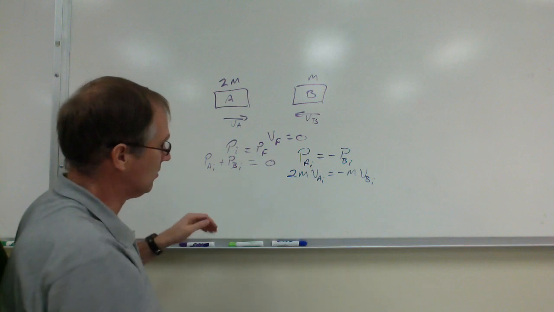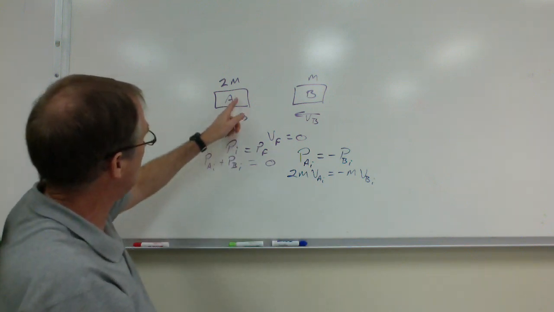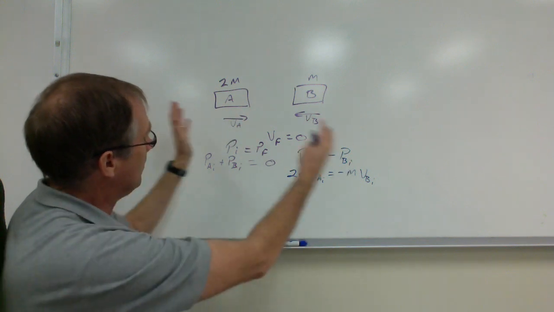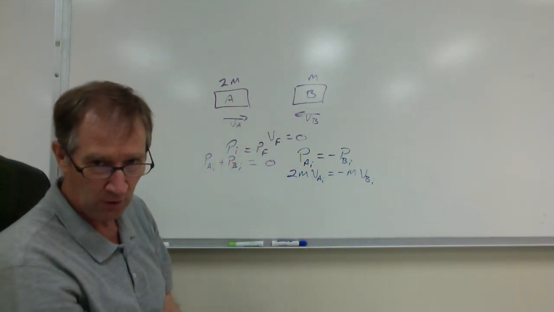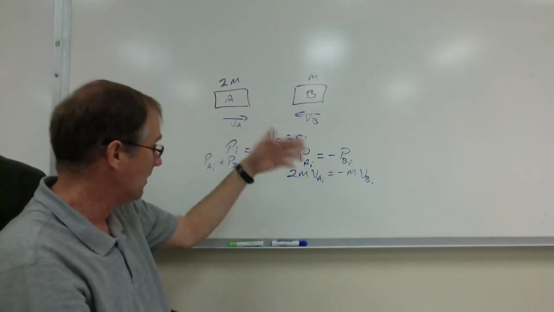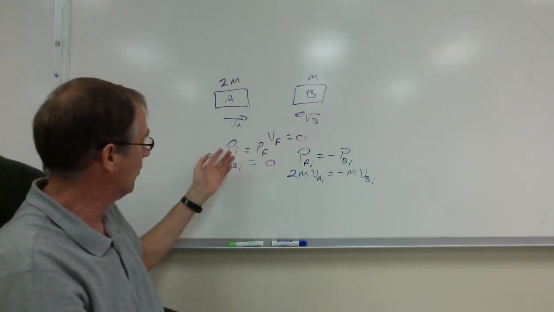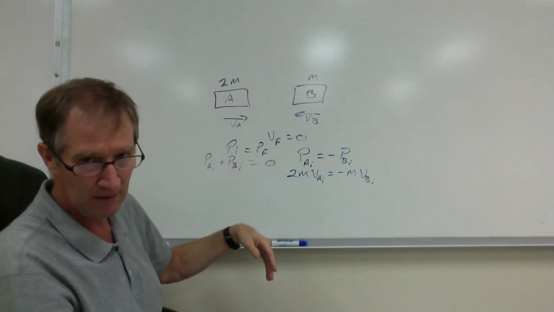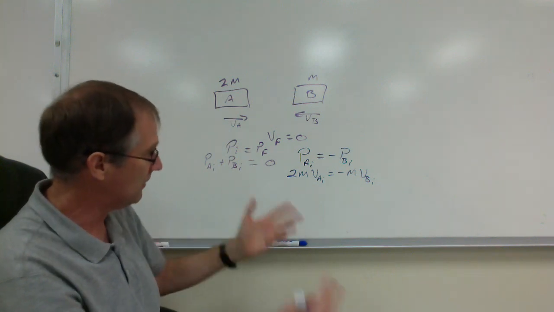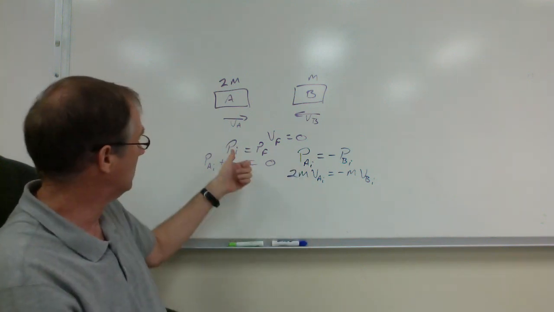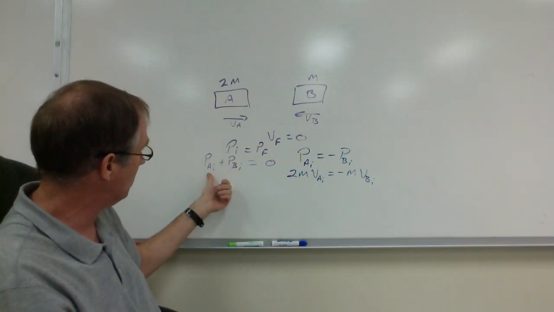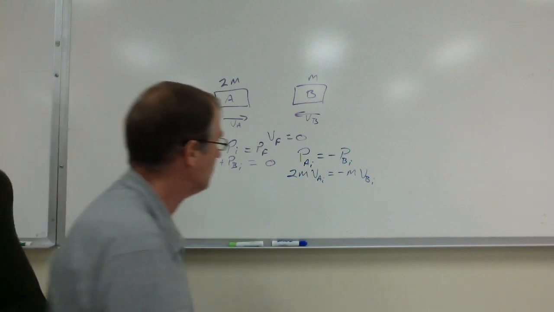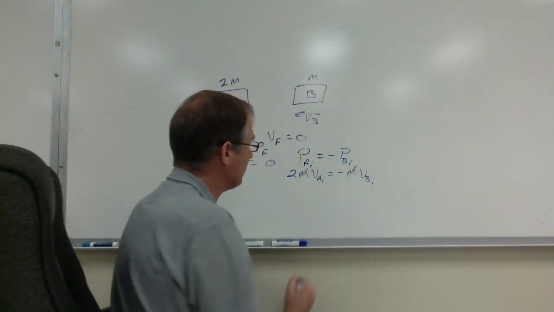You could just think this through. I mean, it makes sense that if this one has twice the mass, then it must have half the speed if they're going to collide and stick together so that the overall momentum in the end is 0. If the overall momentum in the end is 0, then the overall momentum in the beginning has to be 0. If you have twice the mass, you have to have half the velocity, half the speed, so that this momentum is the same number but opposite direction of that one, so they add up to 0. That makes sense. Mathematically, it works out like that.